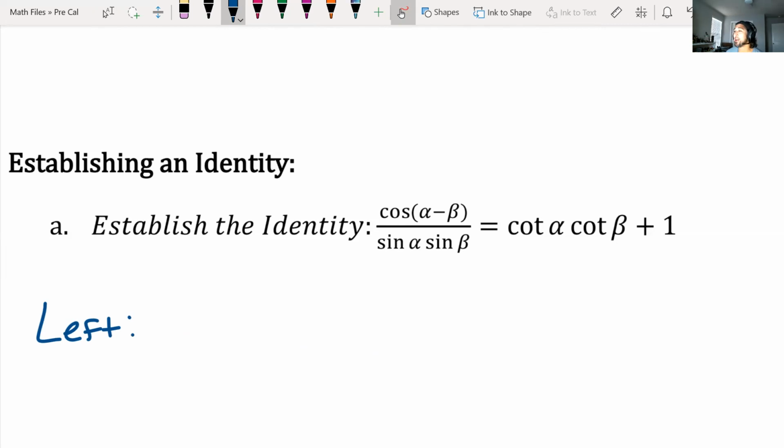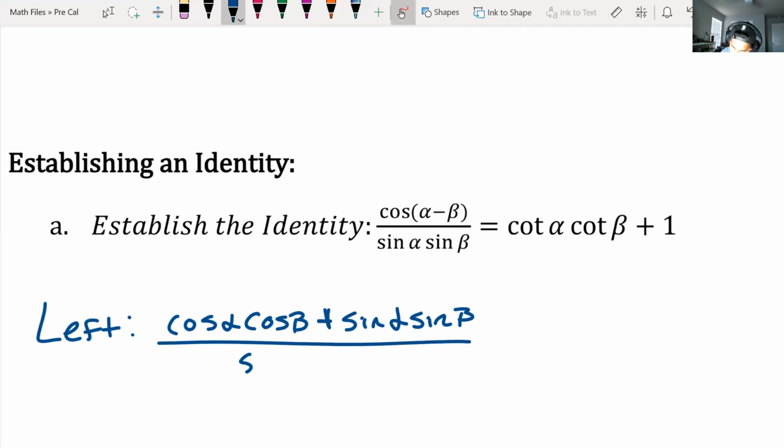So cosine alpha minus beta, we can expand that into the difference formula for cosine, right? So we're going to make it cosine alpha, cosine beta minus sine alpha, sine beta. Is that a plus though? Yeah, it's plus. You're right. Plus sine alpha, sine beta, over sine alpha, sine beta. Now what?